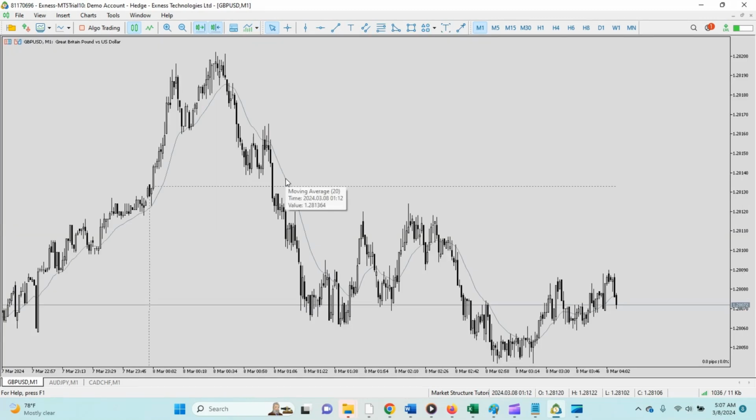So let us look at the possible movement of pounds USD in the next 1 week. Let us try to predict it using market structure. So we are going to start with the higher time frame, that is the monthly.